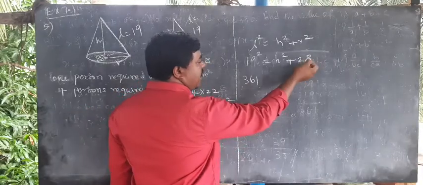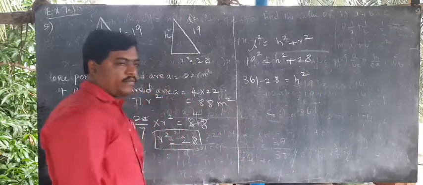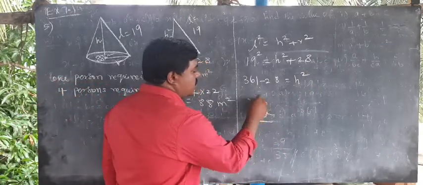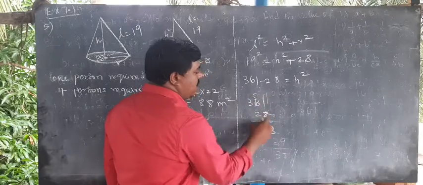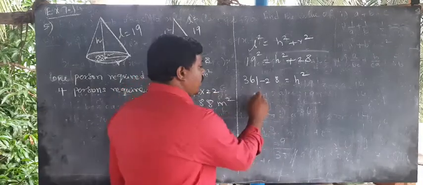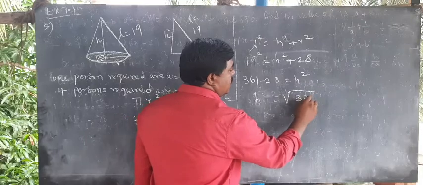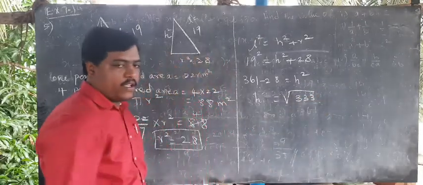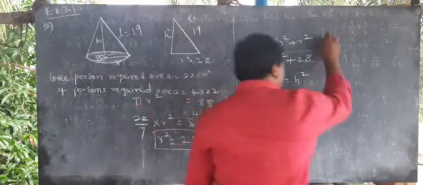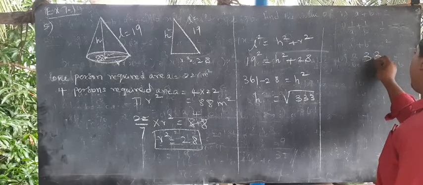This 28 I take this side, minus 28 equals H square. 361 minus 28 is 333. So therefore H equals root of 333. Right? So H equals, we have to take the square root of 333.